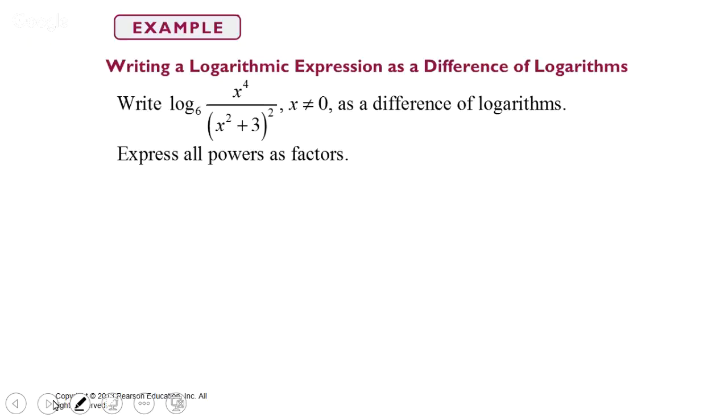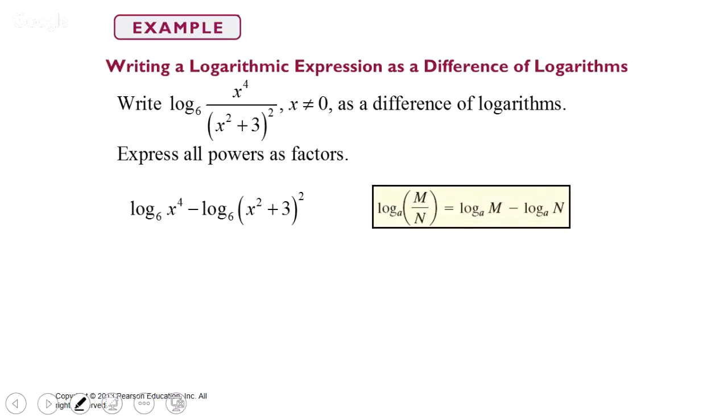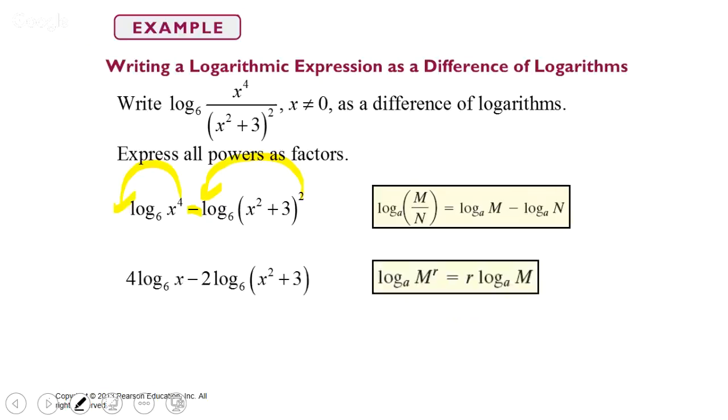Here I have division. So with division, I subtract. Remember, the denominator is what's being subtracted. So whatever's in the denominator, that is the subtraction. Now I have some other things. I have powers. Well, I take that power of 4 and I bring it out front. I bring the power of 2 and I bring it out front. I can't do anything with the x squared plus 3 on the inside of the parentheses. I just got to keep it inside parentheses. So that is as far as I can expand it.